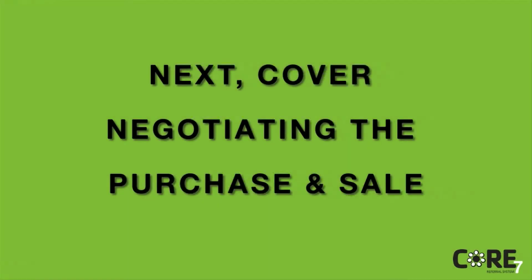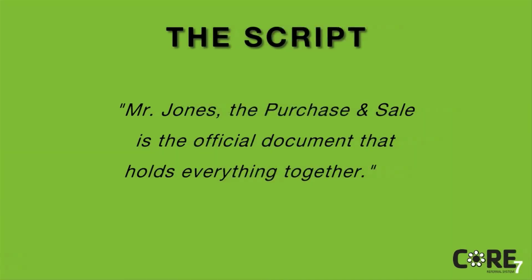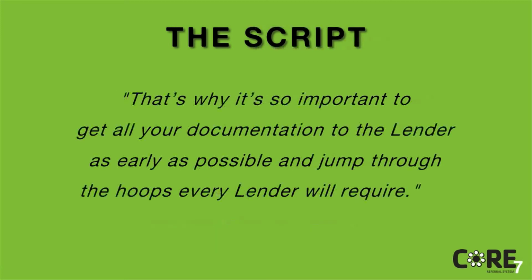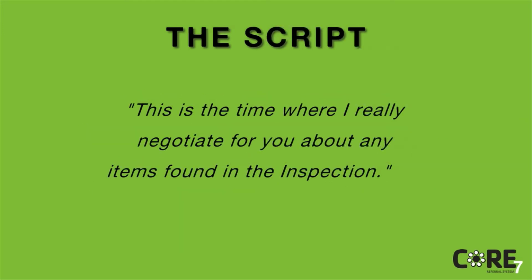The next topic to cover in the process is negotiating the purchase and sale. Mr. Jones, the purchase and sale is the official document that holds everything together. When we sign this, we would like to be as certain as possible about your mortgage financing contingency because your deposit is on the line. That's why I need to stress again that it's important to get all your documentation to the lender as early as possible and jump through the hoops every lender will require. This is the time where I really negotiate for you about any items found in the inspection.